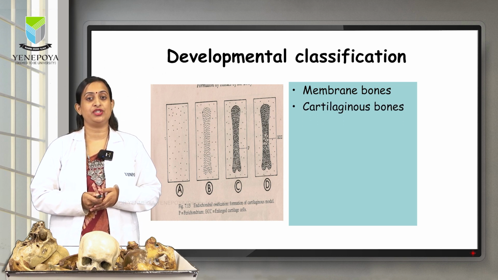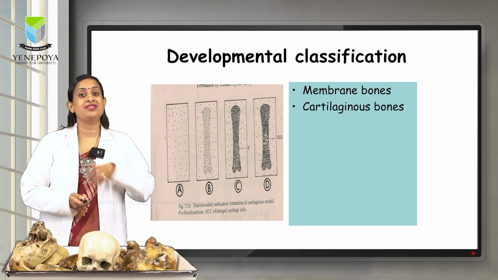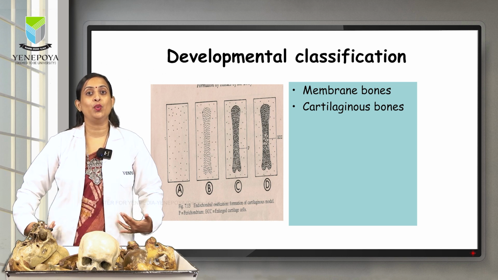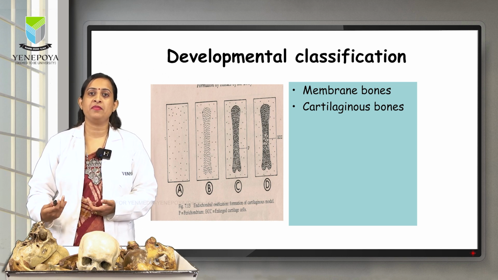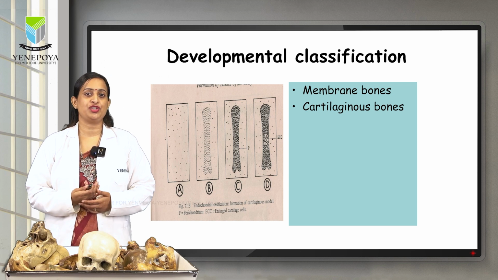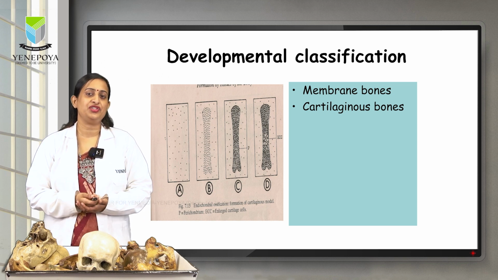What are the cartilaginous bones? Majorly the bones of the limbs, the upper limbs and the lower limbs, are the cartilaginous bones. We can see the humerus and the femur, these are all cartilaginous bones. Most of our bones are cartilaginous bones.